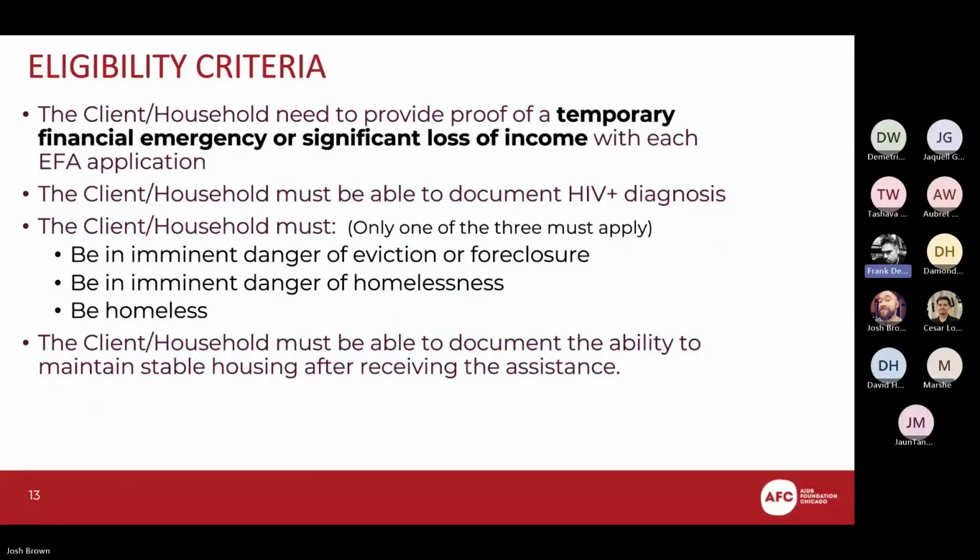The client must have an HIV positive diagnosis. And the household must either be in imminent danger of eviction, foreclosure or homelessness, or be homeless. And the client must be able to document, that's part of the narrative process, not only the crisis, but also how they're going to be able to maintain housing stability moving forward. You can go to the next slide, Josh.